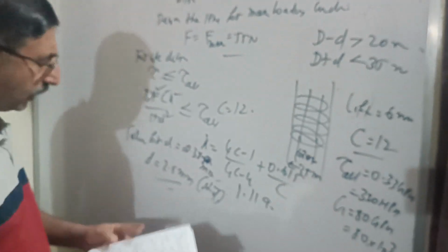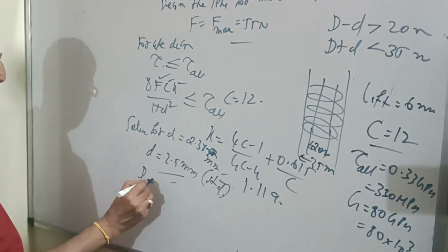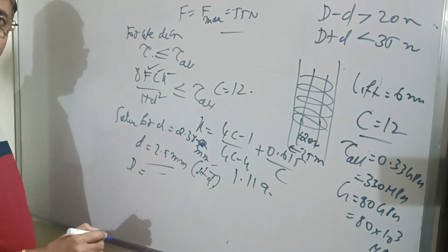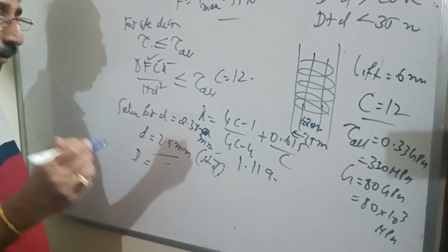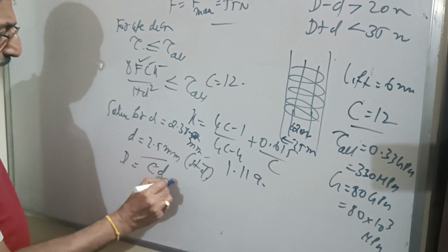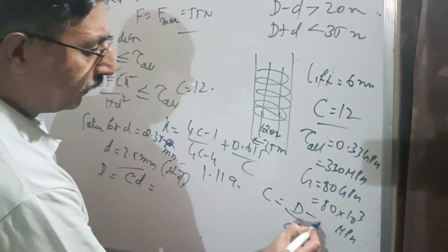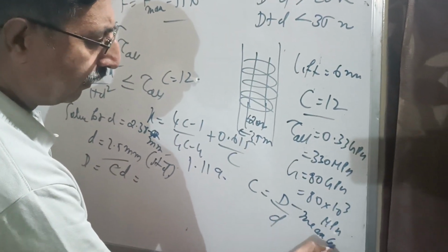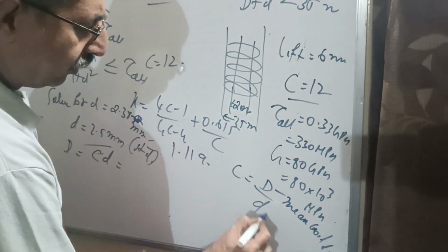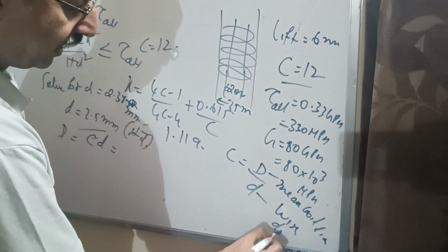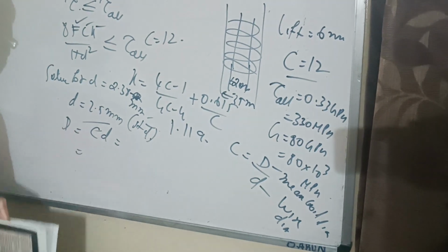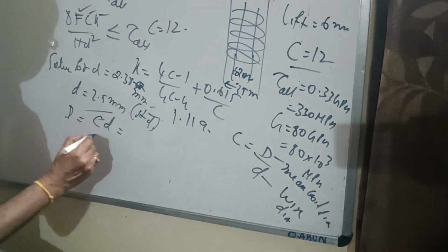Now once I find out the wire diameter, then the mean coil diameter, capital D. Capital D, mean coil diameter. You know that helix diameter is also called mean coil diameter. What is D? C into d. What is C? Spring index, D by d. What is D here? Mean coil dia. What is small d? Wire diameter. So we'll find this out. D equals C into d, we'll get 30 millimeter.